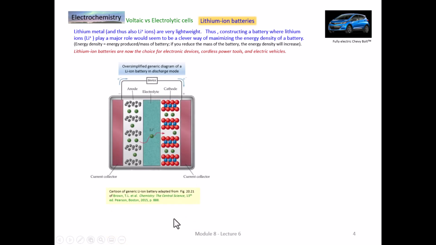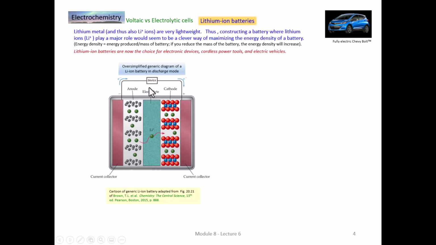Lithium batteries, of course, are now the choice for electronic devices, cordless power tools, electric vehicles. What we'll do here is try to show you an oversimplified generic diagram of a lithium-ion battery in what's called discharge mode. Just like in the car battery, this is acting in discharge mode, where it's acting as a voltaic cell. It's producing electricity for us through a spontaneous process occurring within the battery.